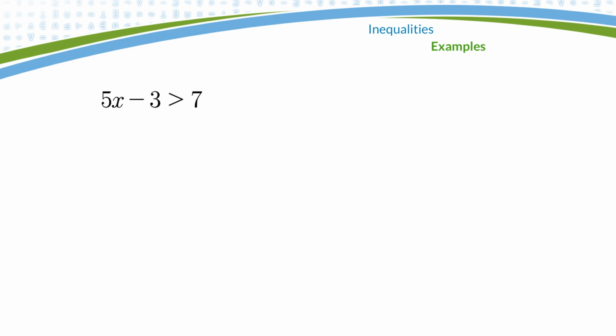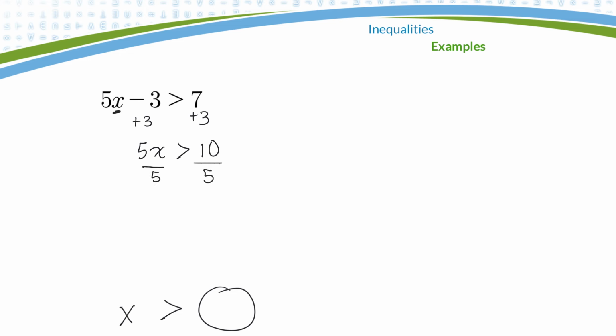Let's try some questions. So here's a nice simple inequality to solve, and I want to solve for x. In other words, at the bottom I want to have an x, a greater than, and then some kind of a number. So I've got to move some things around. The first thing I'll do is add 3 to both sides. So I'll have 5x on this side is greater than 7 plus 3, which is 10. And then I'll divide both sides by 5.